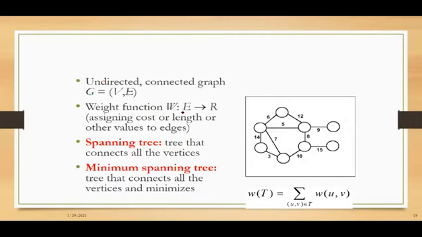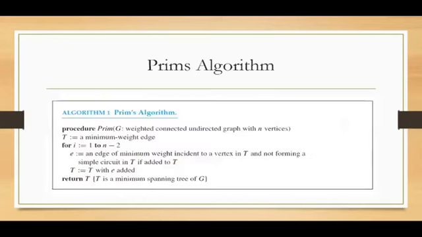Now the next is, for an undirected connected graph G equal to (V, E), we take a weight function which is assigning the weights to the edges. The spanning tree is a tree that connects all the vertices. Minimum spanning tree is one that connects all the vertices and minimizes the weight. So for this, let's take the first algorithm. The first algorithm is known as Prim's algorithm.